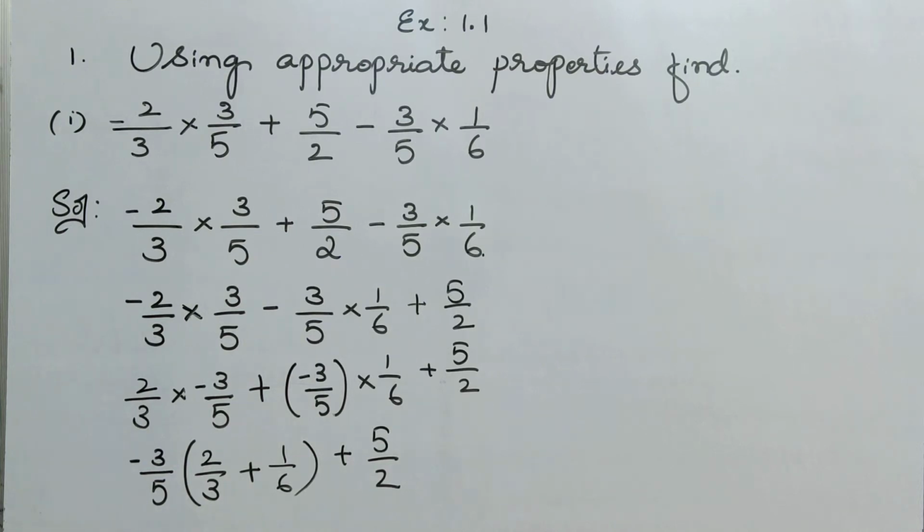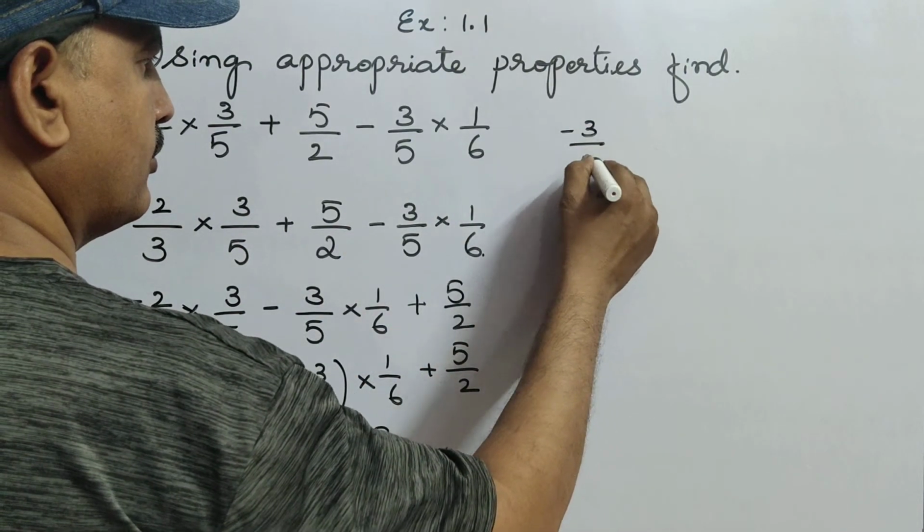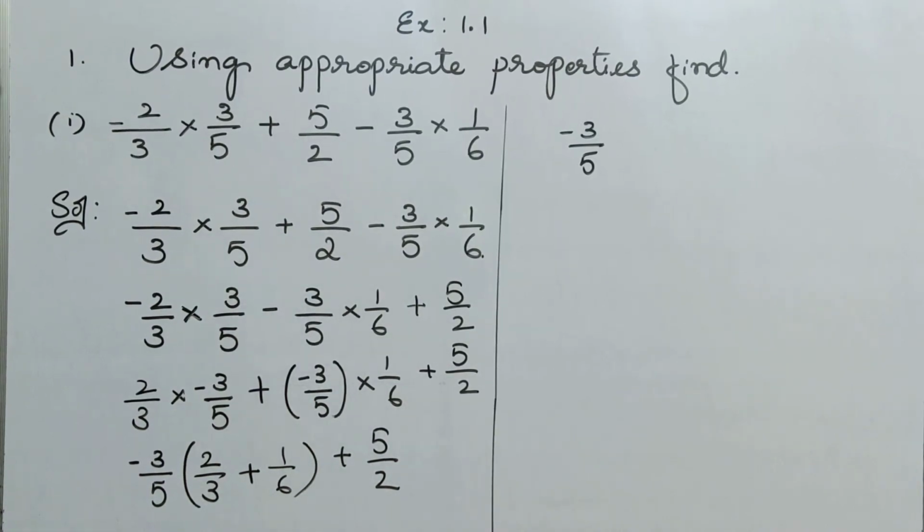Now you can do simplification very easily. See here. Minus 3 by 5. Okay. Now what is there in the bracket? First we have to simplify that. Okay, children. So minus 3 by 5. Now what is there in the bracket? 2 by 3 plus 1 by 6.